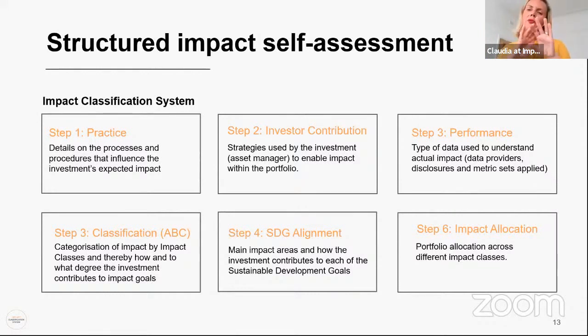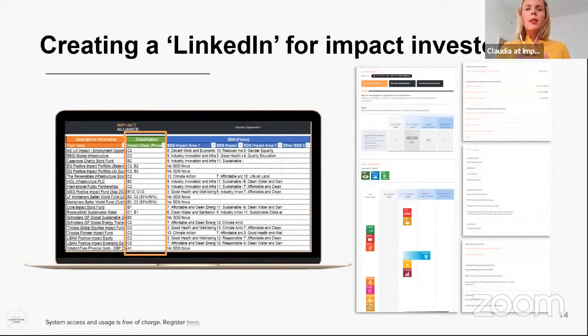And then on the basis of that initial assessment, we allow you to translate that and classify your investments according to the impact classes and the impact classification that was developed through the Impact Management Project. Then what you get out of this is an impact report, if you like, or as we call it, a classification statement, which you can see here on the right-hand side of the slide.